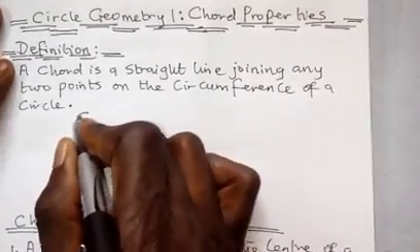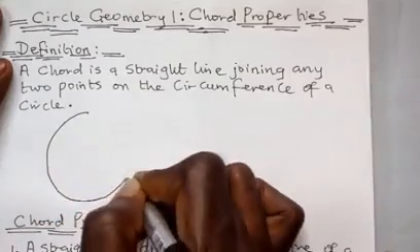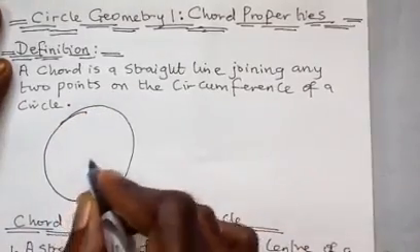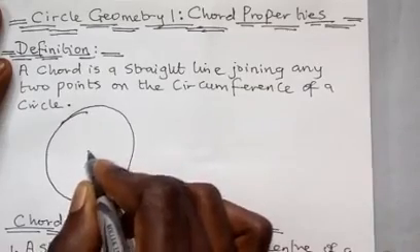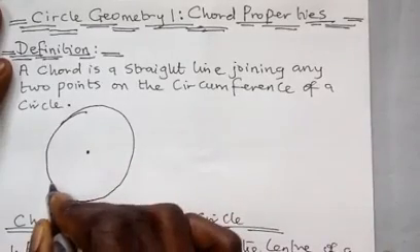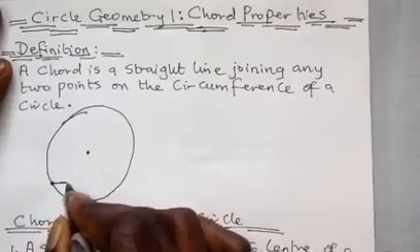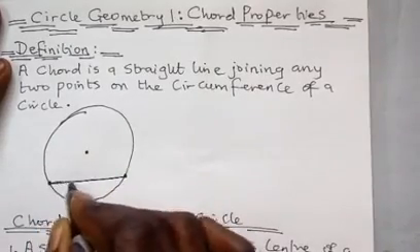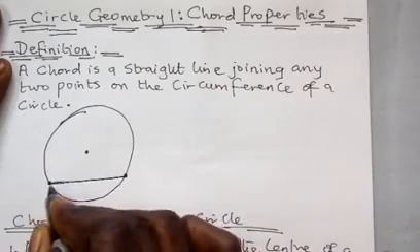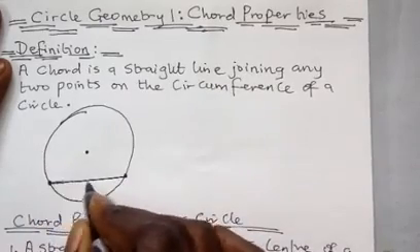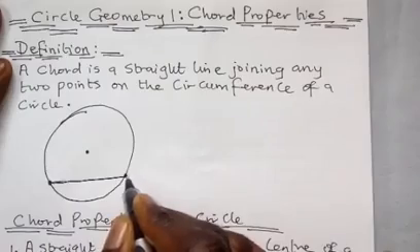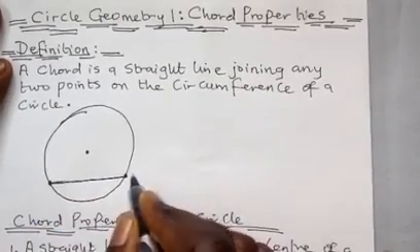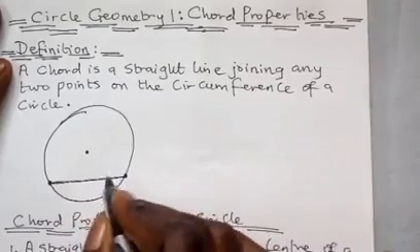So if you draw up a circle, say the circle is like this, all right, then this is the center of the circle. Now if I draw a straight line from this point on the circumference to the other side on the circumference, this line that I've just drawn is known as the chord or length of chord of the circle. All right, so that's what we mean by chord. It is a straight line joining 2 points on the circumference of a circle.